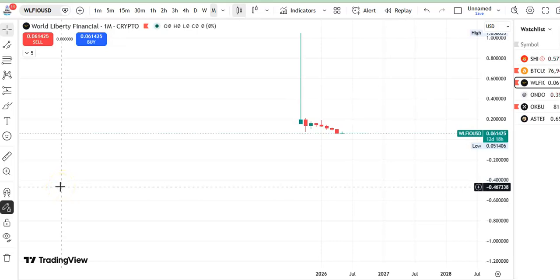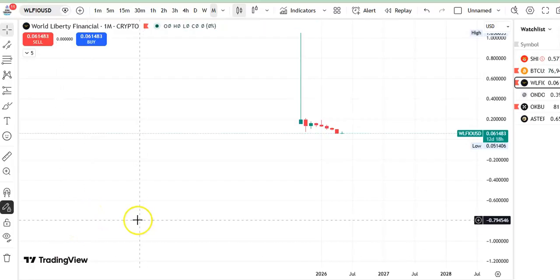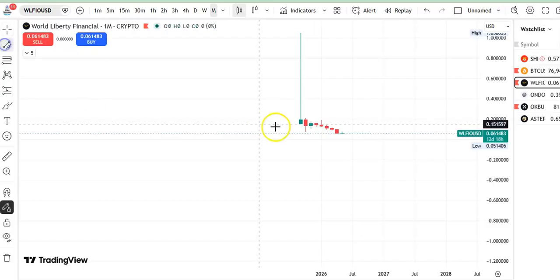Today I'm going to talk about this cryptocurrency, that is WLF Coin or World Liberty Financial Coin. In this video I'll be talking about the latest technical analysis. So let's begin. You can see that I'm in the monthly chart, so let us draw the trend line.